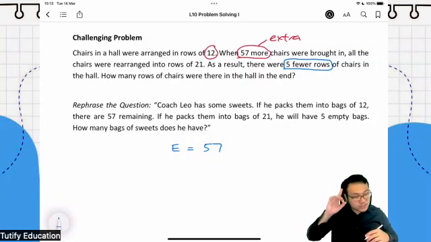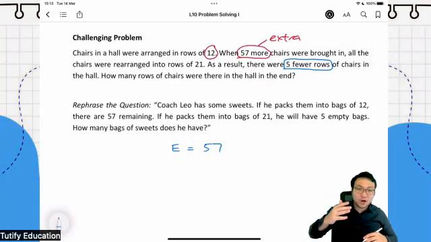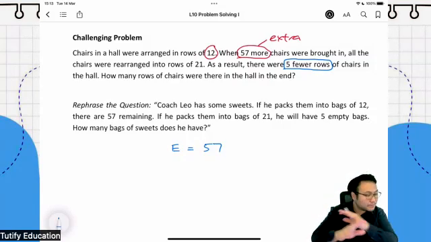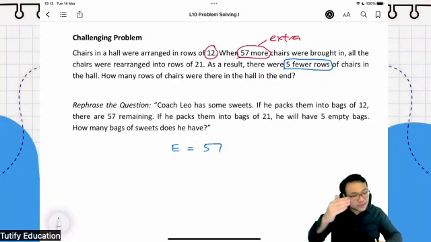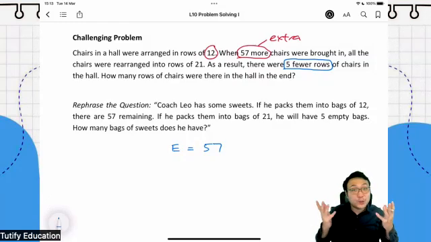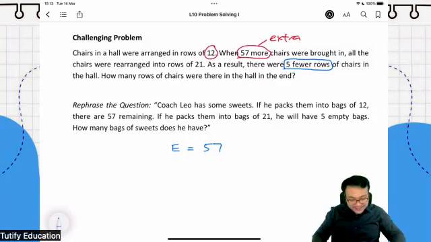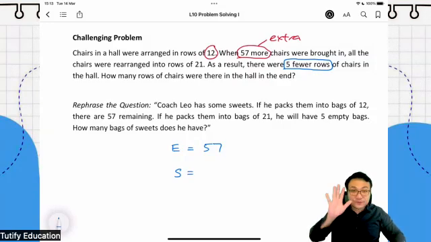So I want you to just imagine that there are 5 empty rows. That means these 5 rows have no chairs. No chairs. Understand? Just delete that part. So what is the shortage? You have 5 rows, 5 times that. You're supposed to have how many chairs in each row?